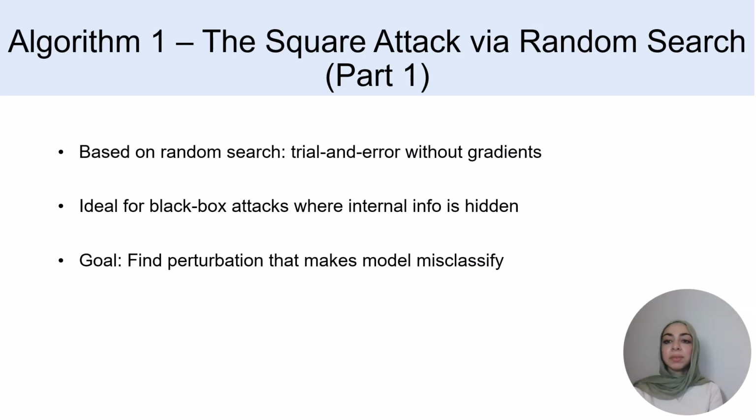Now let's take a deep dive into Algorithm 1 from the paper. The algorithm is built on something called random search. That means it doesn't use gradients or internal knowledge of the model. Instead, it works by randomly sampling changes to the input, checking if those changes make the model more wrong, and keeping the ones that help. Because it doesn't depend on gradients, it's especially useful for black box attacks.